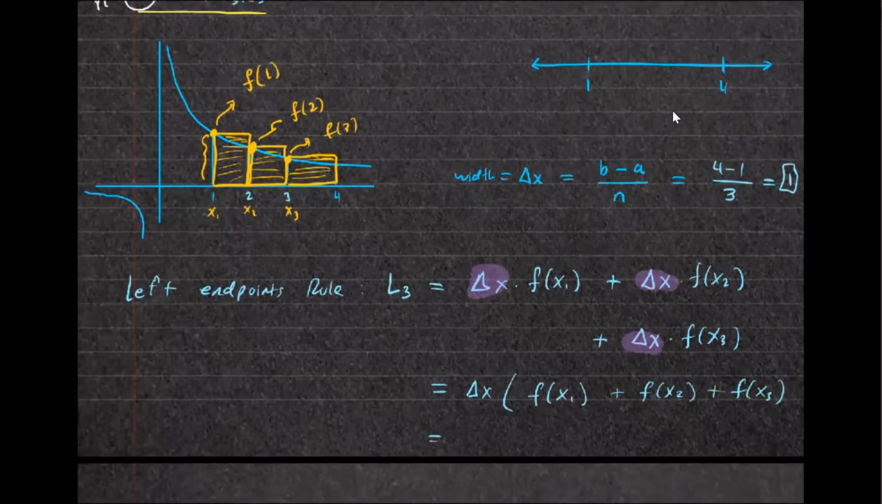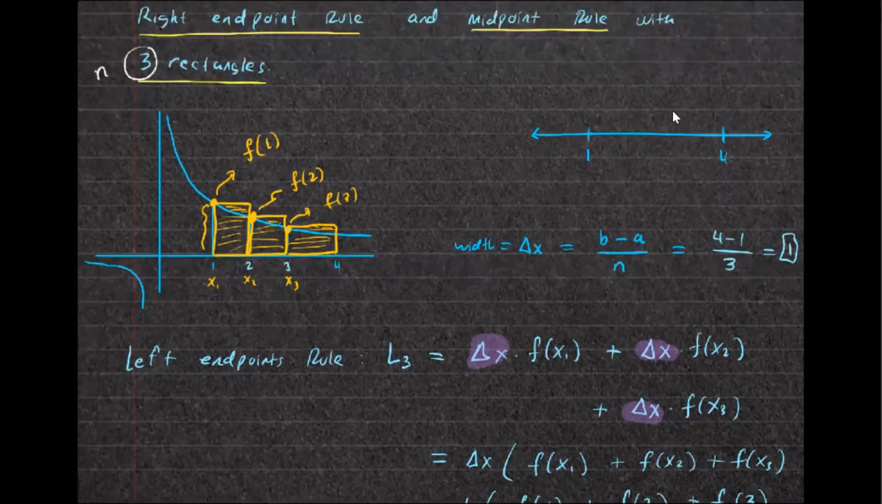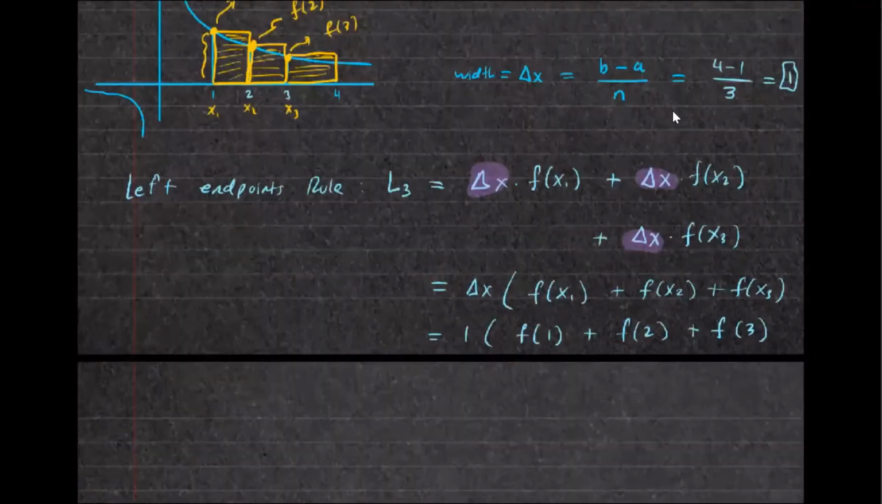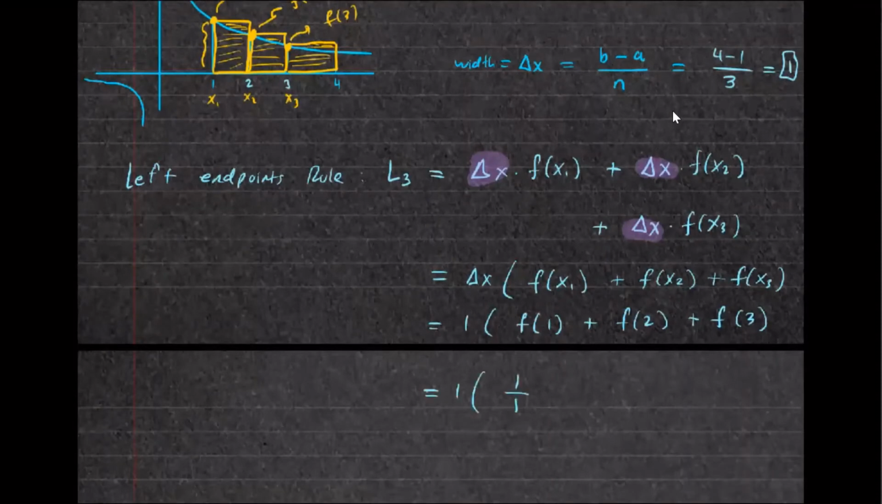So delta x, we know that's 1. And the first function value that we're going to determine the height is at 1. The second one is at 2. And the third one is at 3. Those are the input values. Now you plug them into the function. So the function is 1 over x. Plug the x value into x. You get 1 over 1. So this is 1 over 1. Plug in 2, 1 over 2, plus 1 over 3.